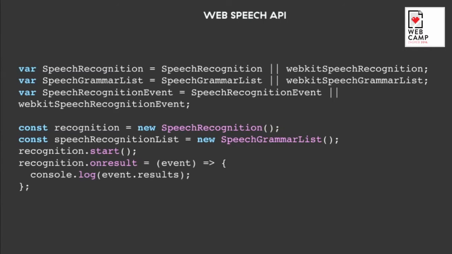And the usage actually looks something like this. It kind of seems hard, but it's really simple. You just instantiate the object and start listening, and you have the results already there. It's just text, and it really works nice.